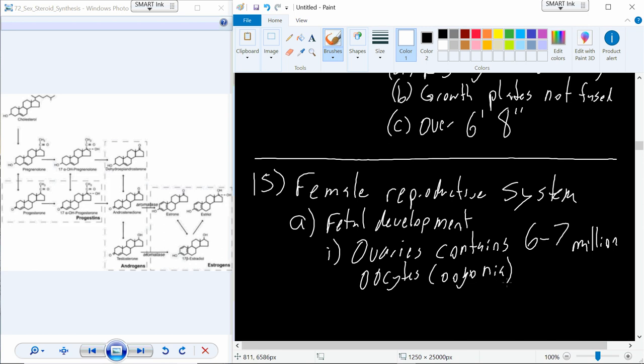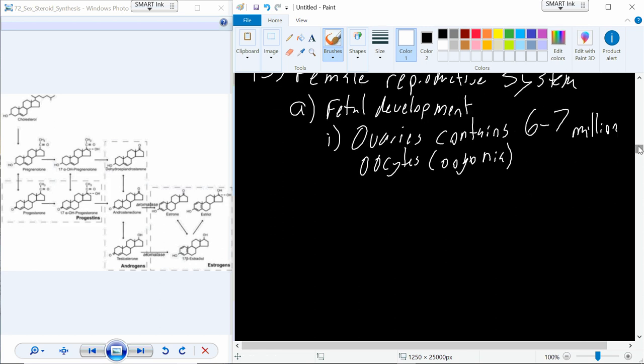So a 23 chromosome containing cell. Yeah, G-O-N-I-A, oogonia, oocytes. So about 6 to 7 million, and that's across both of the ovaries. So it's roughly 3 to 3.5 million in each of the two ovaries.